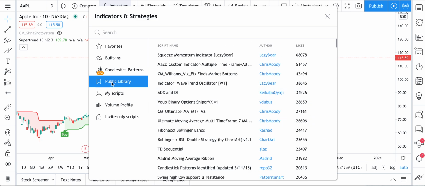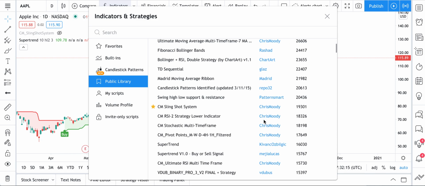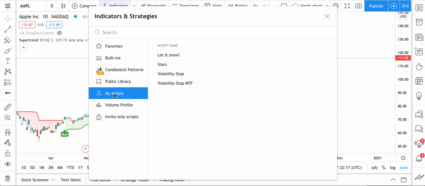Let's now move on. And by the way, the public library is so interesting, and we're going to make another video on this down the road to highlight all the unique ways you can use the public library, get your own indicators in there, or possibly just meet the authors behind these indicators. Okay, let's move down. My scripts.